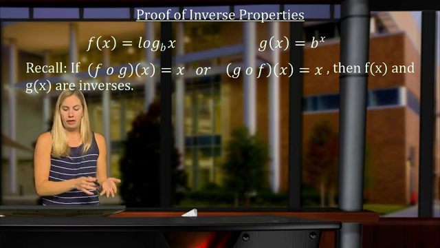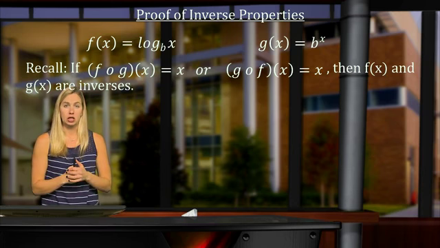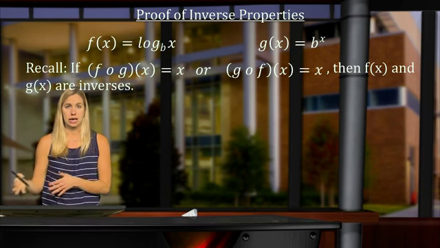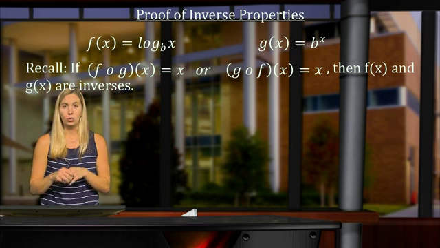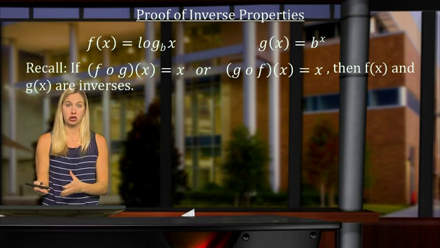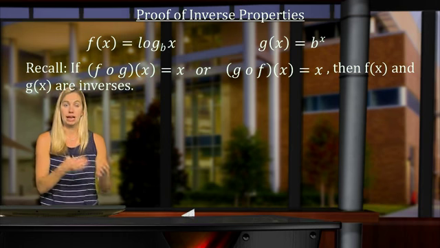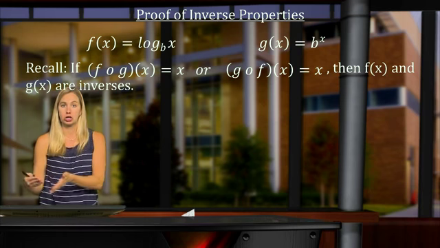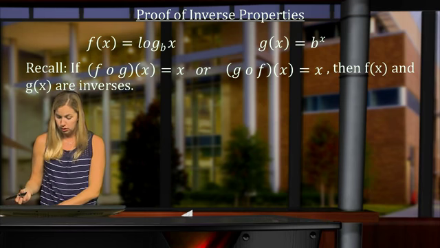So we've got f of x and we've got g of x. F of x is a log equation. G of x is an exponential. Now, we know that f of x and g of x are inverses. That we know because exponentials and logarithms are inverses. We're going to just take that to be true.